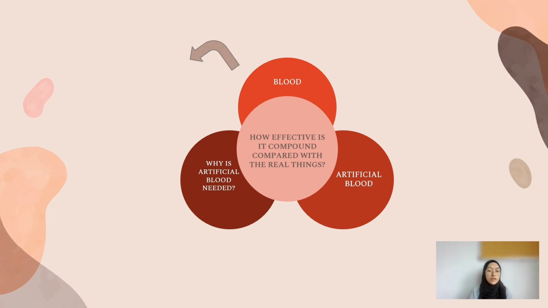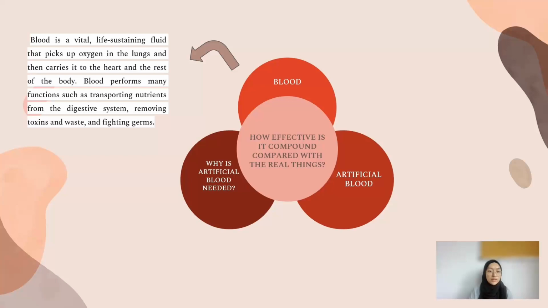Okay, first one is the definition of blood. Blood is a vital, life-sustaining fluid that picks up oxygen in the lungs and then carries it to the heart and the rest of the body. Blood performs many functions such as transporting nutrition from the digestive system, removing toxins and waste, and fighting germs. Blood is composed of a watery substance called plasma as well as three different types of cells or parts of cells that float in the plasma.